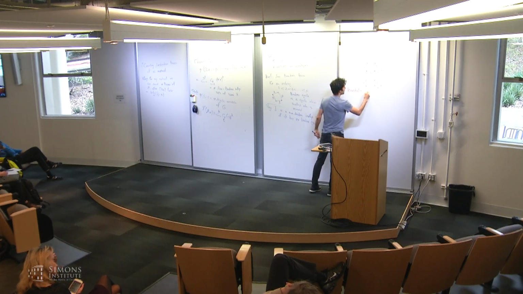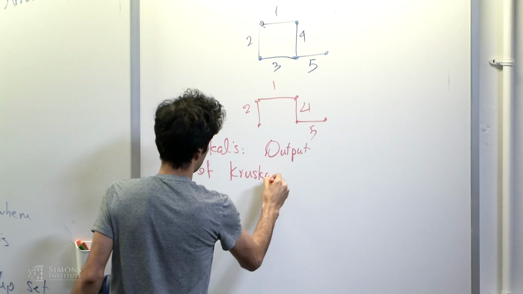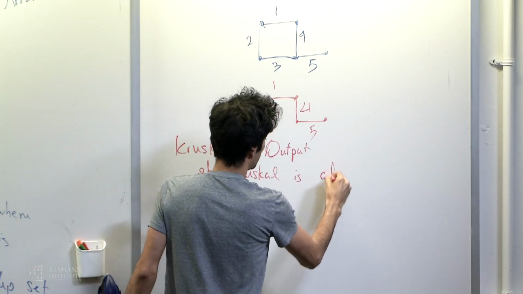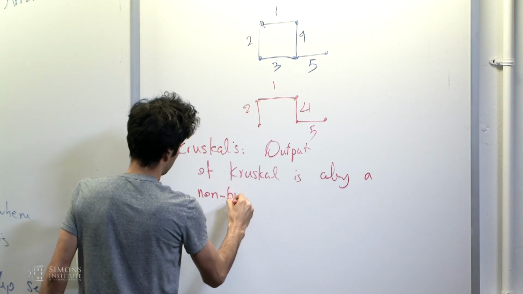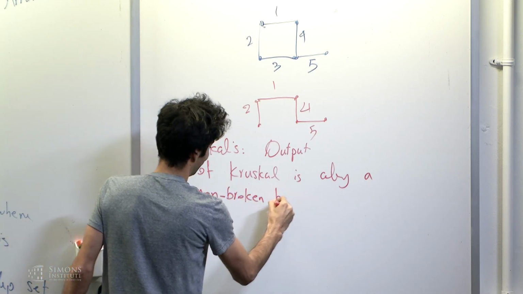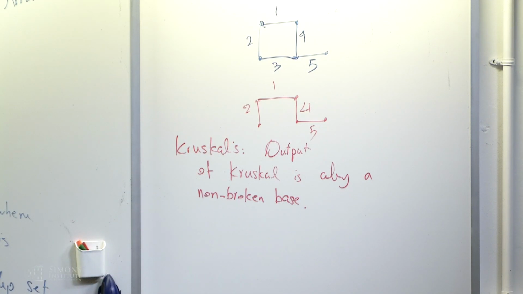Again, for those of you who know Kruskal's algorithm, the output of Kruskal's algorithm is always a non-broken base. That's an exercise you can prove. So there's always at least one non-broken base, and that's the output of Kruskal's algorithm. Yeah, and basically the question is to just count this.